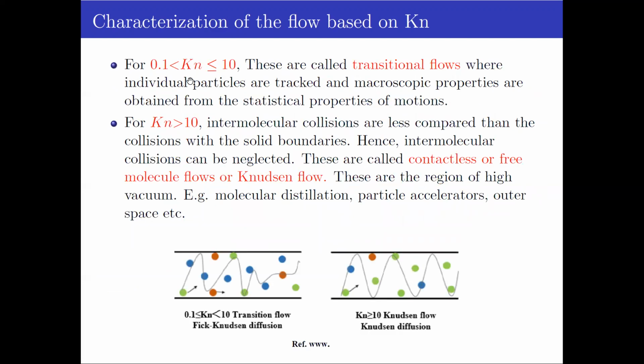For a Nusselt number range between 0.1 and 10, the flow is called transitional flow, and individual particles are tracked to get the statistical properties. For a Nusselt number greater than 10, interparticle collision is very rare. That is why these are called collisionless free molecular flows. These are the cases for low pressure, such as molecular distillation, particle accelerators, and outer space.